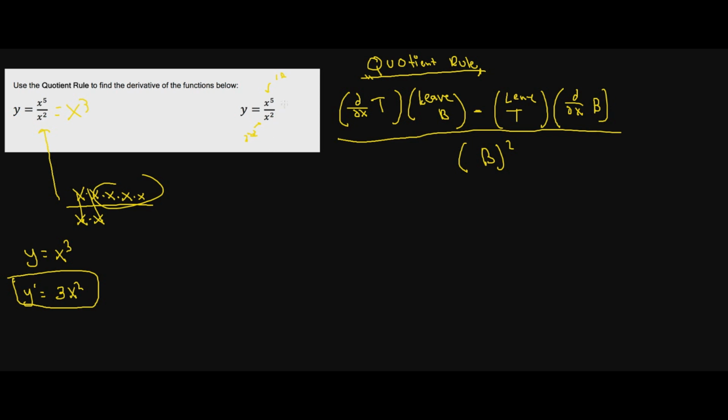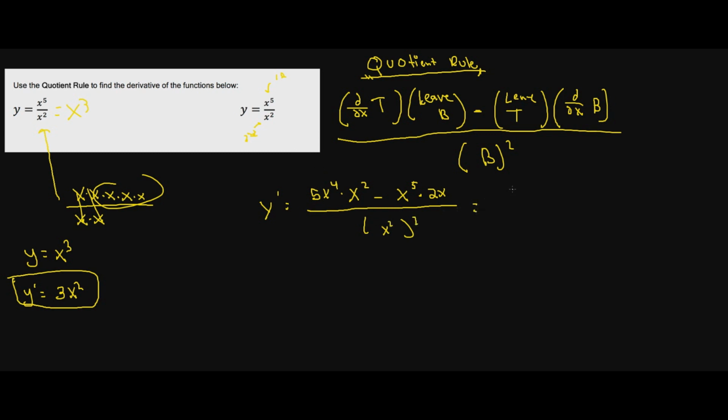So let's try it. We take the derivative of the top, which is 5x to the fourth, times, we leave the bottom alone, minus, we leave the top alone. So leave this numerator alone. Take the derivative of the bottom, which is going to be 2x, all divided by the bottom squared. Well, the bottom is x squared, so it's x squared, and then squared.